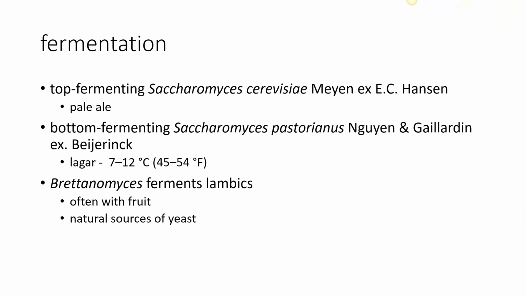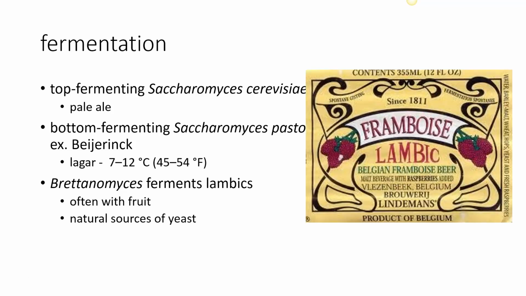We have Brettanomyces, which ferments lambics. Lambics are often with fruit. The sources of the yeast are natural. We know that there are strains of Saccharomyces cerevisiae or pastoriensis that are used. These are more of a natural sort that are often found in caves. They use these natural ones in order to be able to produce these lambics. Here's a picture of a raspberry flavored malt beverage that is called a lambic.